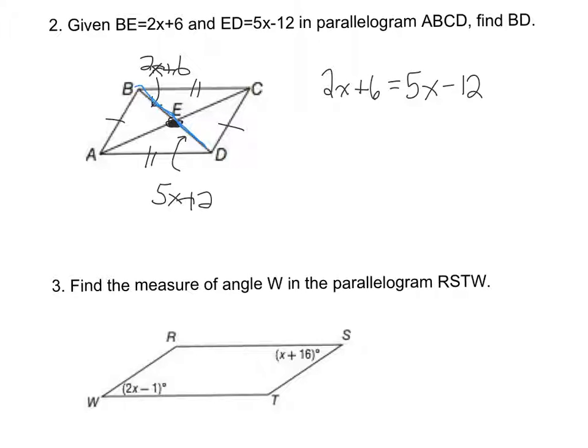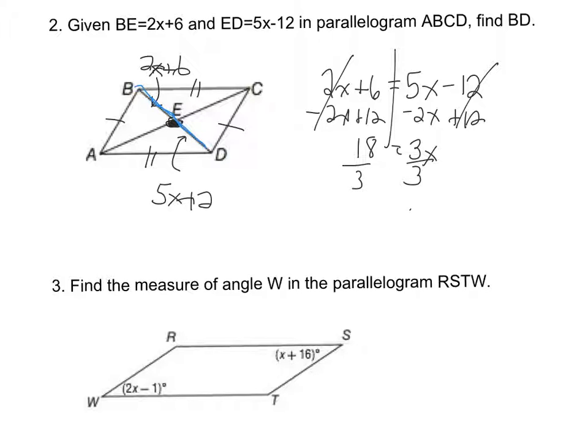And I'd solve that. So I'd subtract 2x from both sides, and I'd add 12. So 5x minus 2x is 3x. 6 plus 12 is 18. So I divide by 3. It gives me an x of 6. But this problem says find the length of BD, the whole diagonal. So I'll have to plug x in.